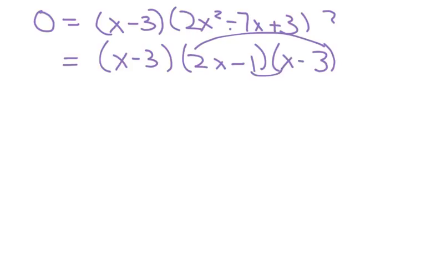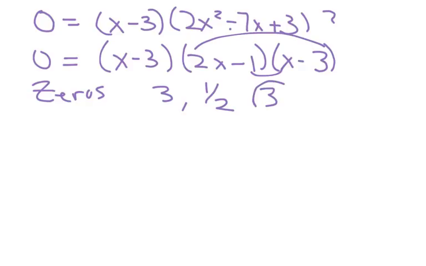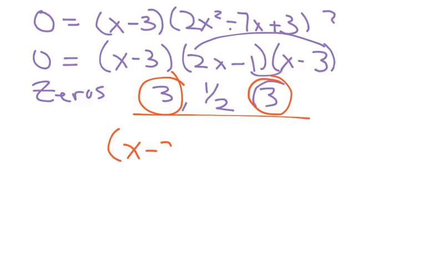So when we set this to 0, my zeros are 3, 1/2, and 3. In this case, this is just one. You see this is repeated twice. So the way, you don't want to write it that way. The way you want to write it, or you can even write the equation like this.